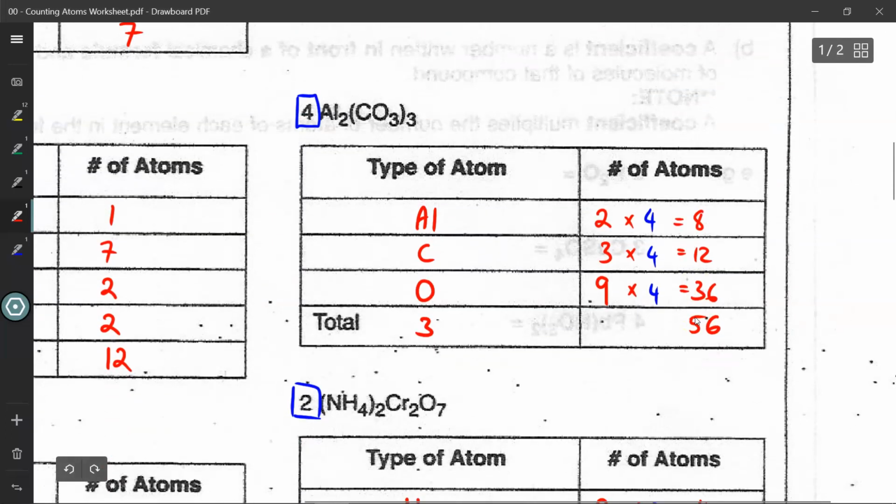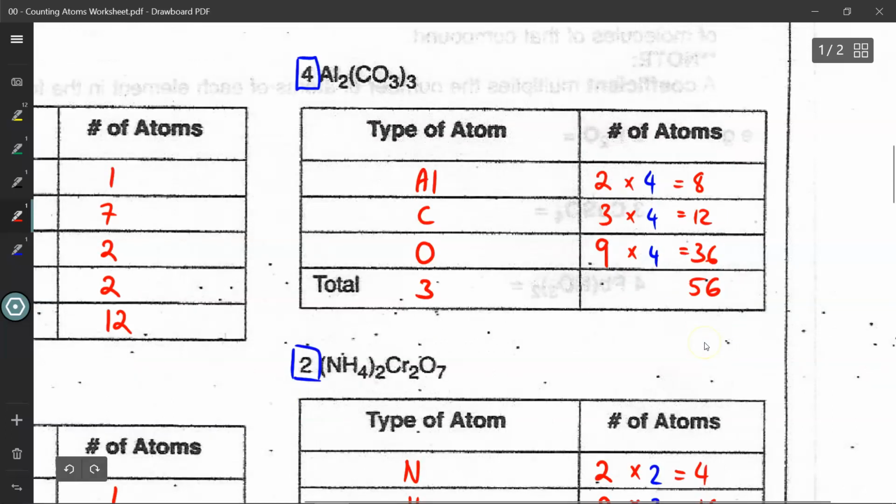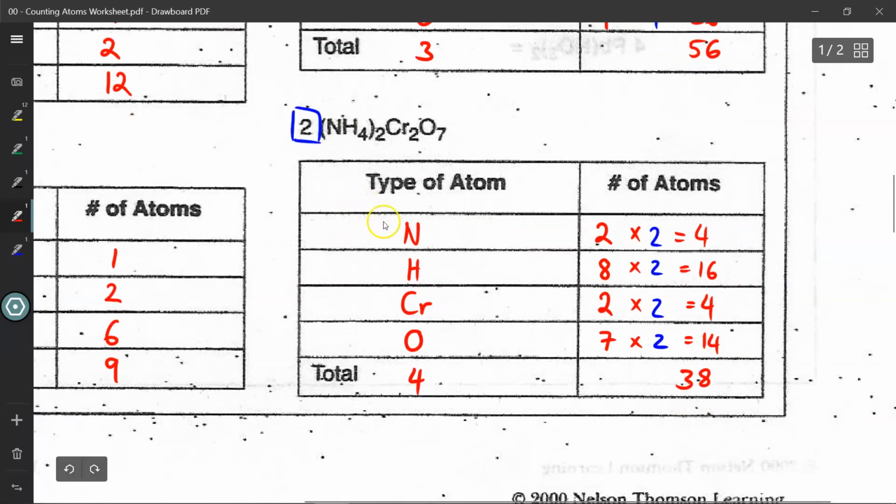I did the same thing down here. First I calculate how many aluminum atoms by itself without the coefficient, same with the carbon and the oxygen. There are 3 types of atoms, aluminum, carbon, and oxygen. Then there are 4 aluminum carbonates that I want to make altogether, so I multiply everything by 4, giving you these values with a total number of atoms of 56. Finally down here, exact same thing.